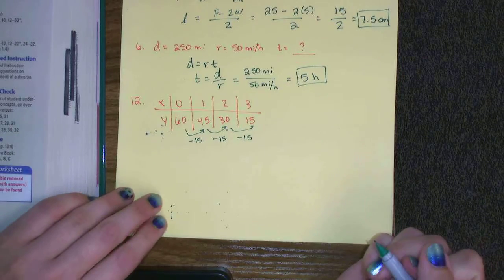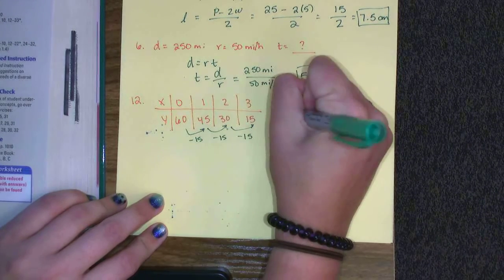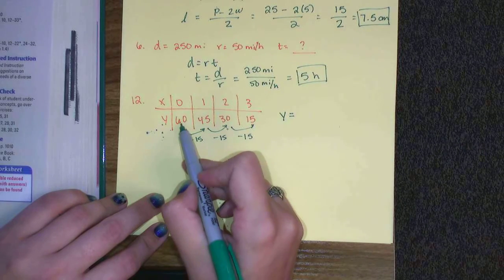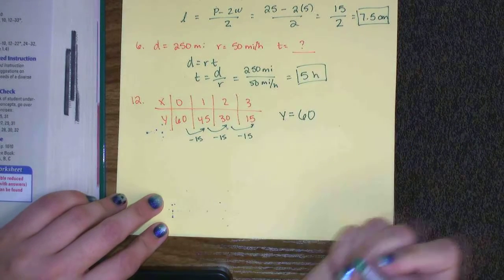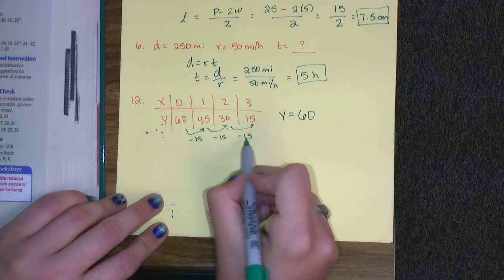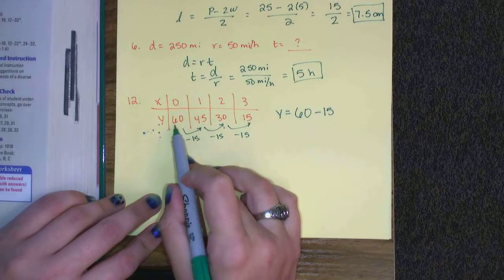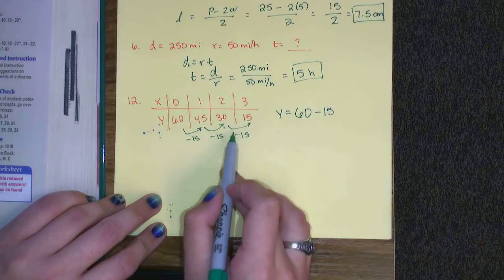So what we do is we set this up as y is equal to your initial value, whatever your initial is. In this case it's 60. Then we say subtract 15. But how do we get from 60 down to 15? What did we have to do? How many times did we have to subtract 15?